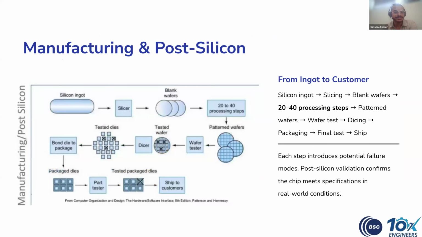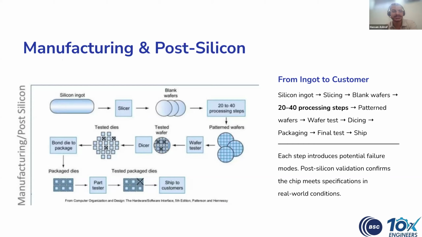And next, about the post silicon. Once you have completed the pre-silicon stages and you have the netlist with you, you send that to the fab for the manufacturing. And in the fab, they have their own decent and complex procedure to make a chip from the ingot and then deliver it to the customer. So in this stage, they get the silicon ingot.